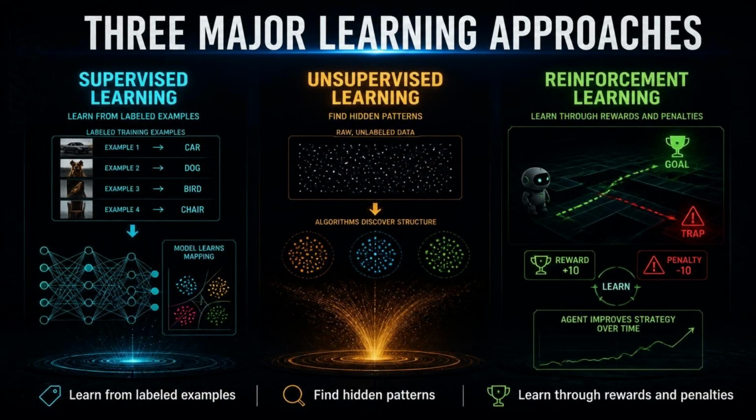Not every machine learning system learns in exactly the same way. There are three major approaches you should know. Supervised learning learns from labeled examples. For example, images labeled as cats or dogs. Unsupervised learning works with data where the correct answer isn't explicitly provided and looks for hidden patterns or structures. And reinforcement learning works differently again. An agent takes actions and receives rewards or penalties. Over time, it learns which actions tend to produce better outcomes. Three approaches, three different ways of learning from experience.